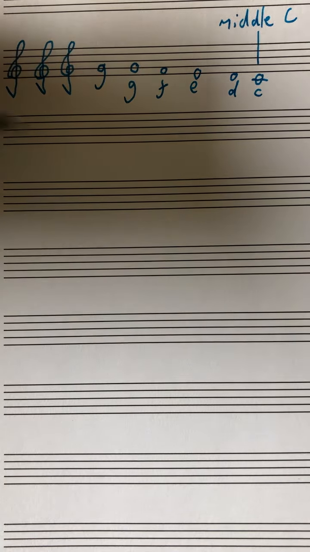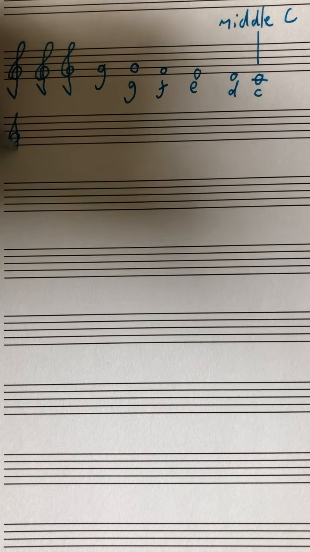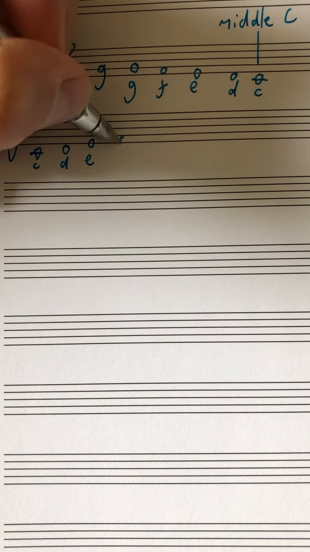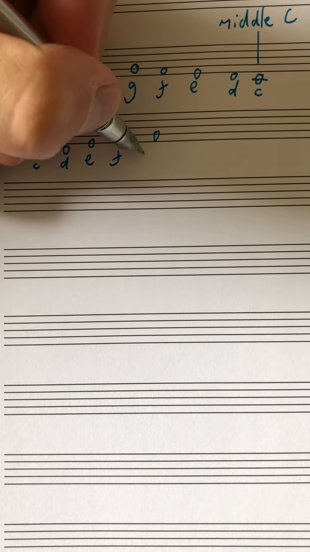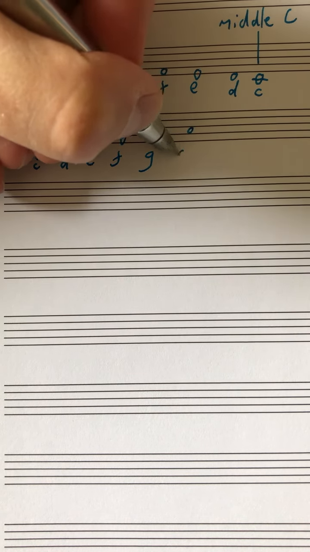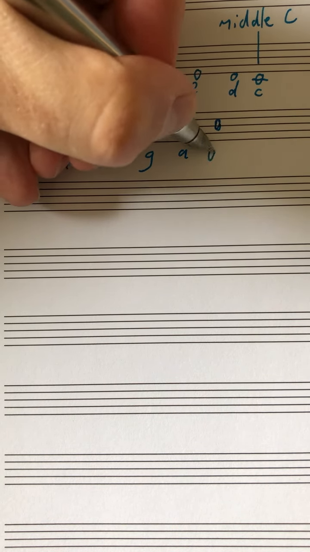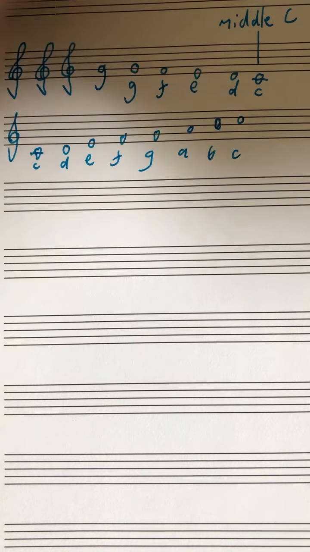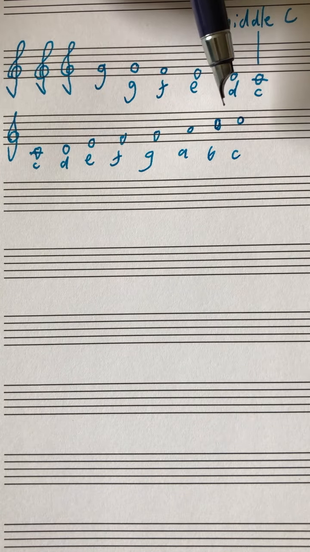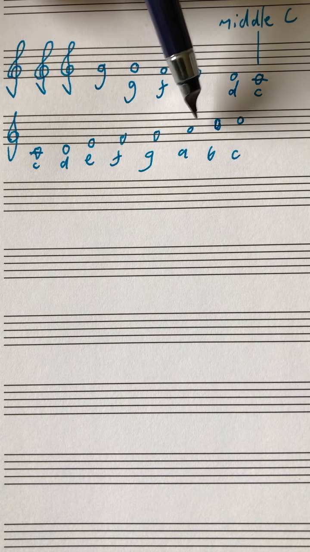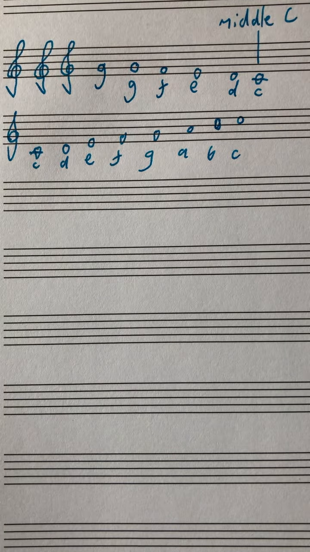If you were to then go further, so we'll take middle C, D, E, F, G, A, B, C. Notice that it only goes up to G. Musicians struggle with the alphabet, to be honest, so we only go up to G. So C, D, E, F, G, A, B, C, and that is a scale. We call that a scale of C.